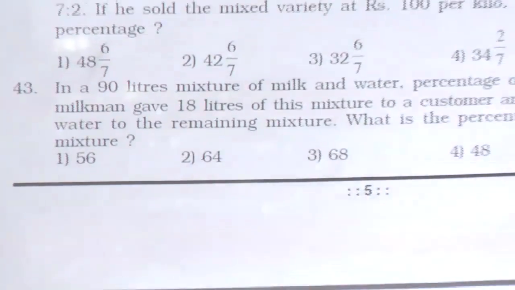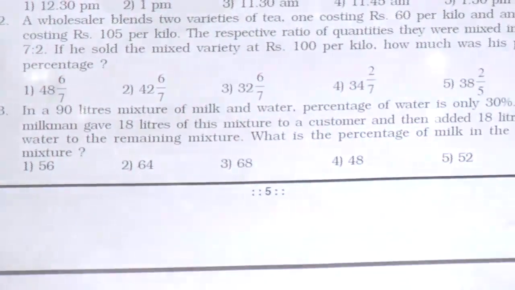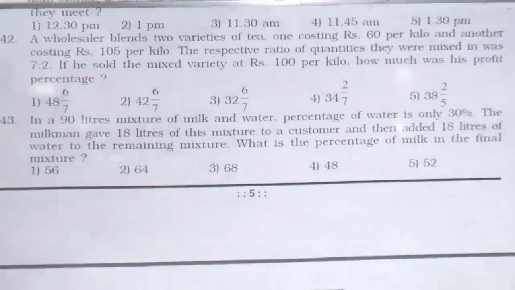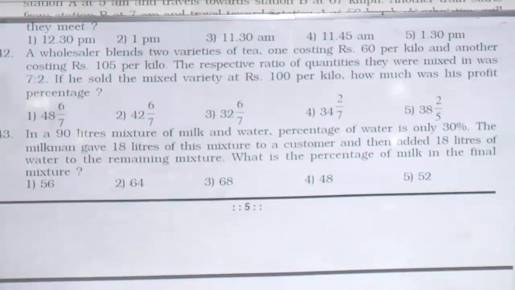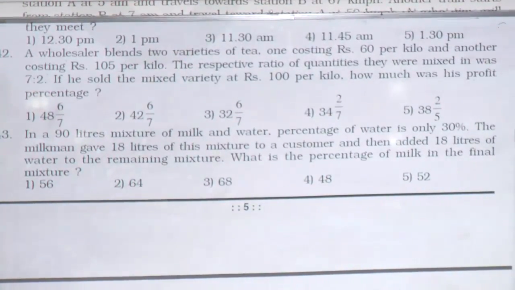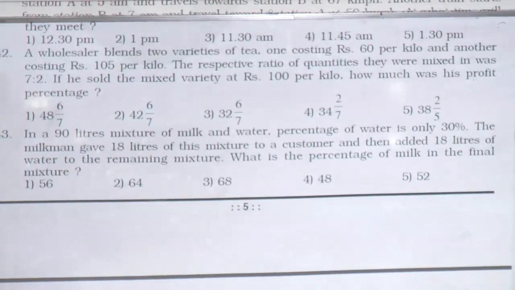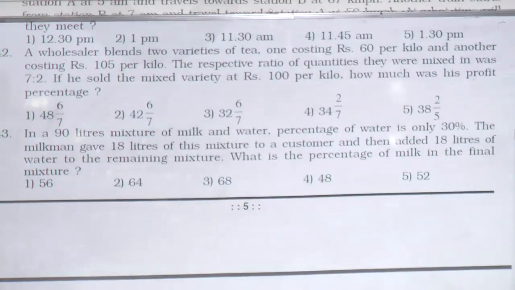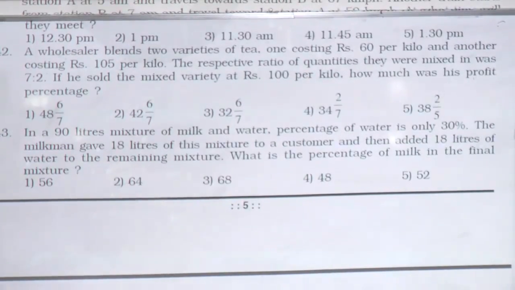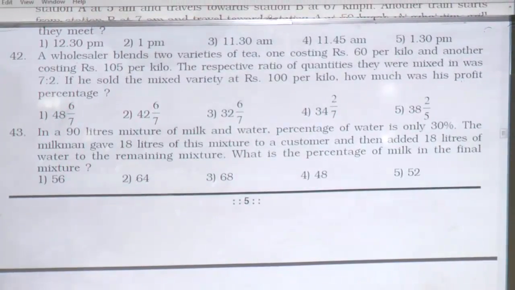Next, 43. In a 90 liters mixture of milk and water, the percentage of water is only 30%. Milk will be 70% then. The milkman gave 18 liters of this mixture to a customer and then added 18 liters of water to the remaining mixture. 18 liters in the sense 20% of the initial quantity. 20% of the initial quantity is taken out and the same quantity of water is added. What is your question? What is the percentage of milk in the final mixture?